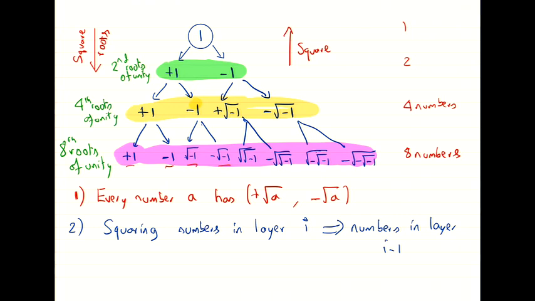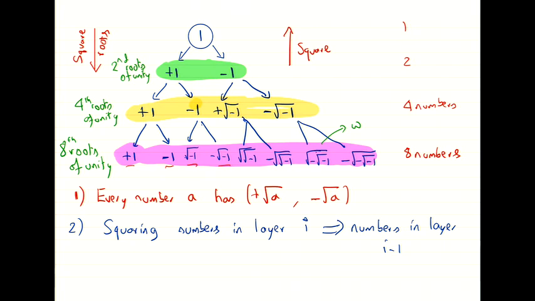Meaning, if you take any number in the third layer, pick any number here, let's call it omega. If you square it 3 times, you'll get 1. Meaning, you take omega, square it, omega squared, square it, omega to the 4, square it, omega to the 8. Omega to the 8 will be equal to 1. That means that the 8th roots of unity are precisely the numbers here. These are the numbers such that if you raise them to the power 8, you get back 1. Okay?